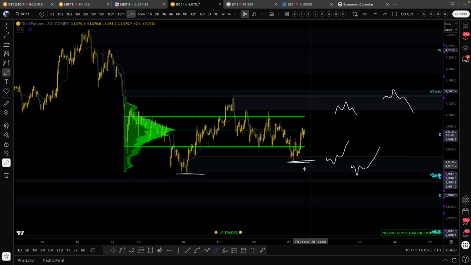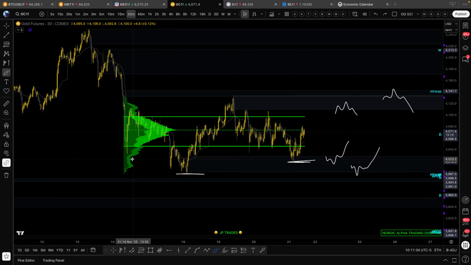However, I don't like that as much as coming down to this low and knocking out these high time frame volume levels and maybe even into this order block all at the same time, and then coming up from there.